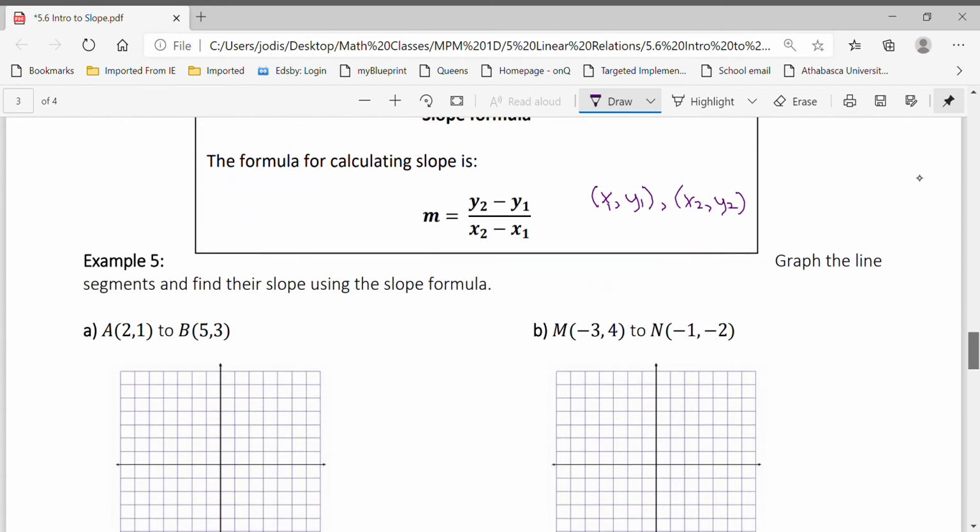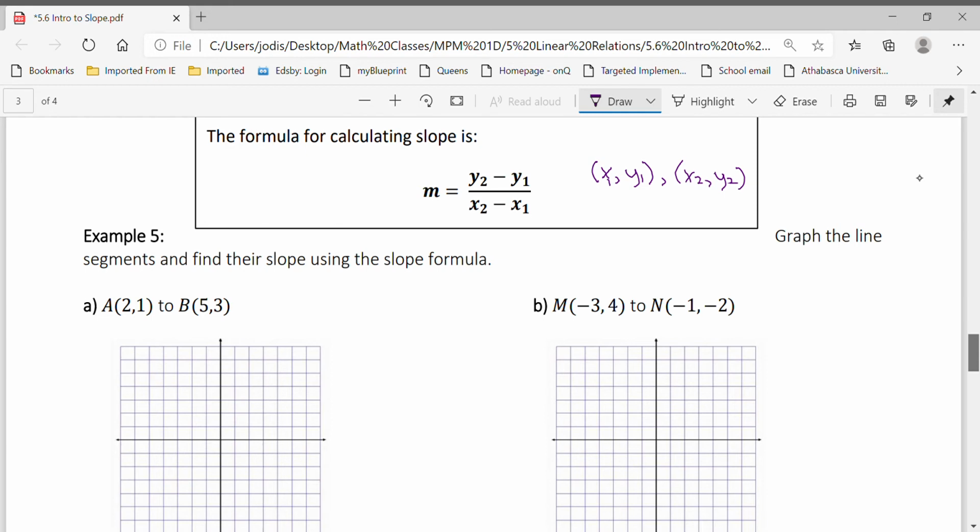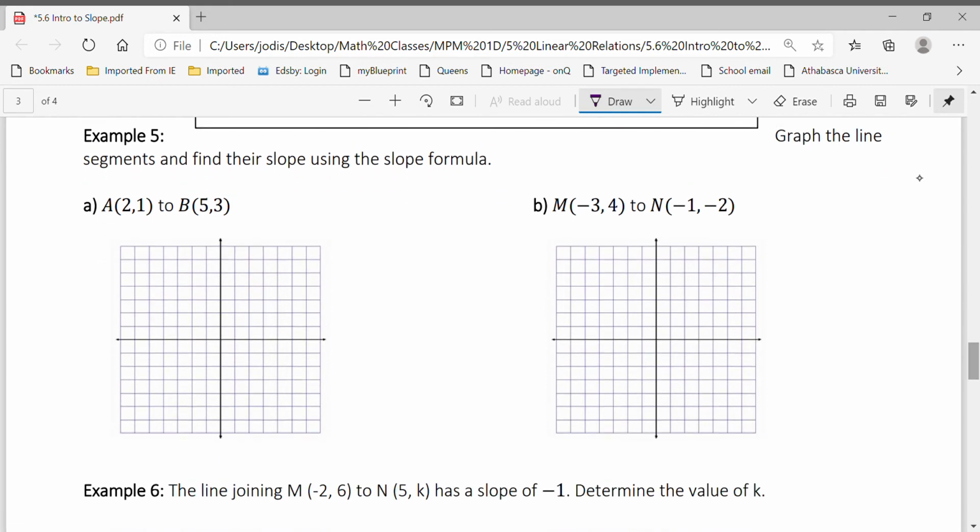So we're going to try this out. We're going to graph our 2 points and then find the slope using the formula. First off, we're going to graph. Point A is (2, 1), and I'm not going to label my x and y axis with actual numbers. I'm just going to assume that everything is 1. So for A, this is x1 and this is y1, this is x2, this is y2. For x1, we go over 2, and then y1 up 1. So this is A.